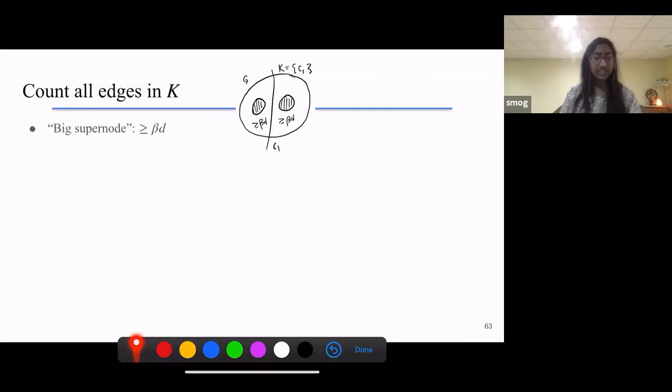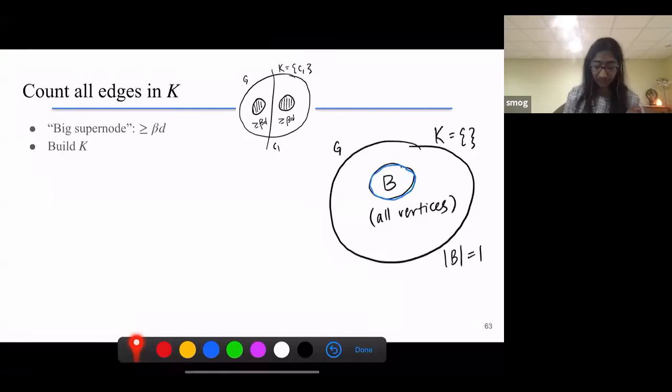Well, first we're going to say that a big supernode is one that is of size greater than beta D, right? And then we're going to build K up and say that every time you add a cut to K, you must also guarantee more big supernodes. If you have too many big supernodes, then at some point you're going to exceed n vertices in total in the graph, and that cannot happen. So since every time you add a cut, you add a big supernode, you cannot add too many cuts, because you cannot add too many supernodes. That's kind of the idea.